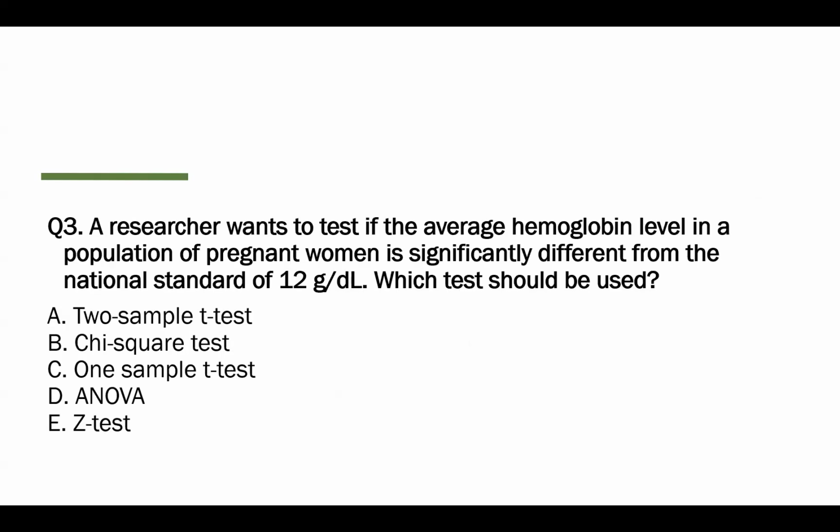A researcher wants to test if the average hemoglobin level in a population of pregnant women is significantly different from the national standard of 12 grams per deciliter. Which test should be used? A, two sample t-test. B, chi-square test. C, one sample t-test. D, ANOVA. Or E, z-test. C, one sample t-test. Yes, because we are going to compare our sample with the national standard.